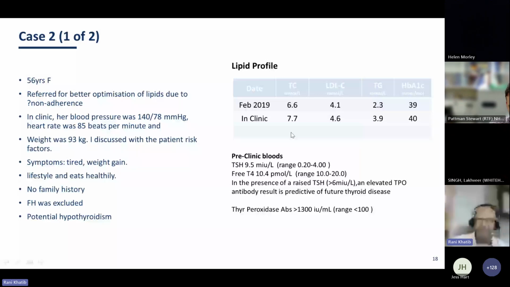She got us worried about family history, FH, but she had no family history. FH was excluded. But what was interesting is that when we did her thyroid function, she had a TSH of 9.5, and it was clear that this lady had hypothyroidism, especially that she was talking about tiredness and weight gain in previous months. So probably that's why her cholesterol wasn't responding as well to the statins that we gave.